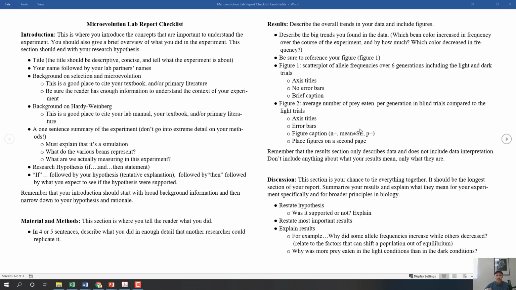And so you'll want to put quantification on those results. There was a 48% increase in the red allele in this situation versus that situation, or whatever. Then you'll have your figure, or in this case, figures. You're going to have 2 figures.